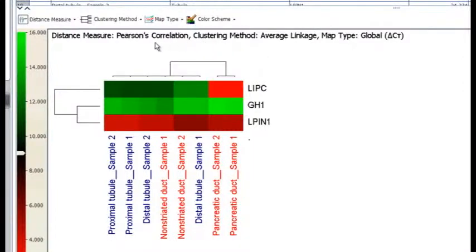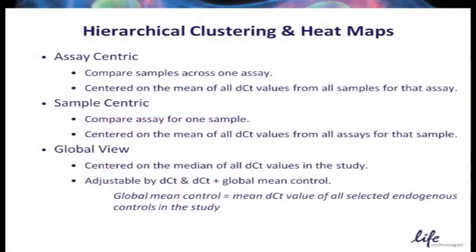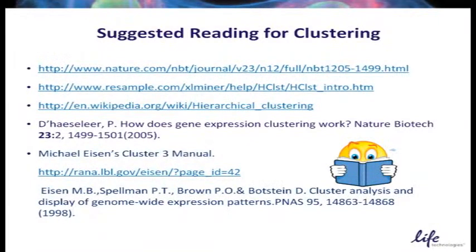We can use either Euclidean distance or Pearson's correlation to create clusters. We can change the clustering method, change the map type, which I'll give a bit more information on in a moment, or alter the color scheme. Pause the video here for a minute and read how the assay-centric, sample-centric, and global views give you different perspectives on the same data. Or you can have a look at some references that discuss hierarchical clustering in detail.